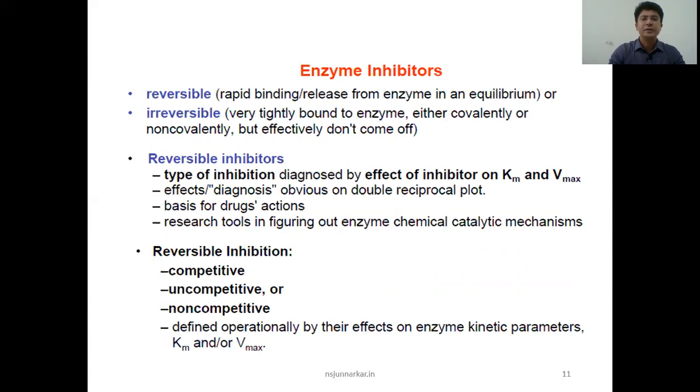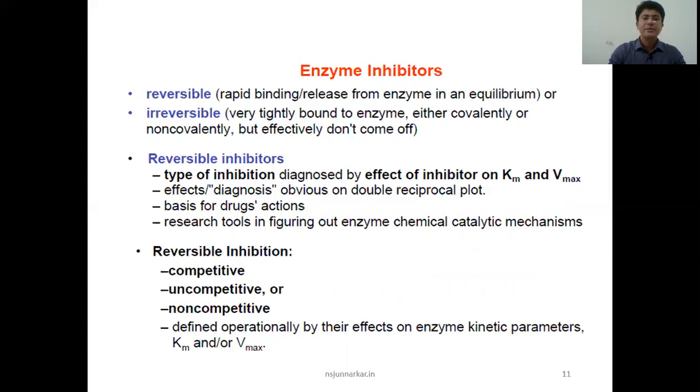So here reversible inhibition and irreversible inhibition is mentioned. So the thing is already discussed. Reversible inhibitors can be diagnosed by the effect of the inhibitor on Km and Vmax. From that we can identify the reversible inhibitors, and the effects or diagnosis are obvious from the double reciprocal plot, which is often referred to as the LB plot, and these can be the basis for the drug's actions. And reversible inhibitors are used as research tools in figuring out enzyme chemical catalytic mechanisms.